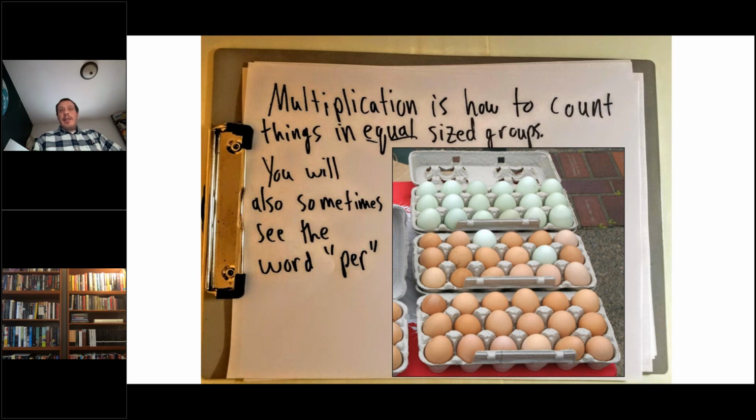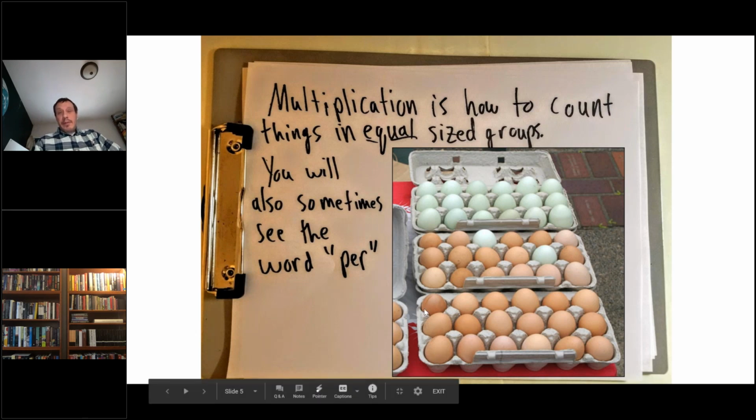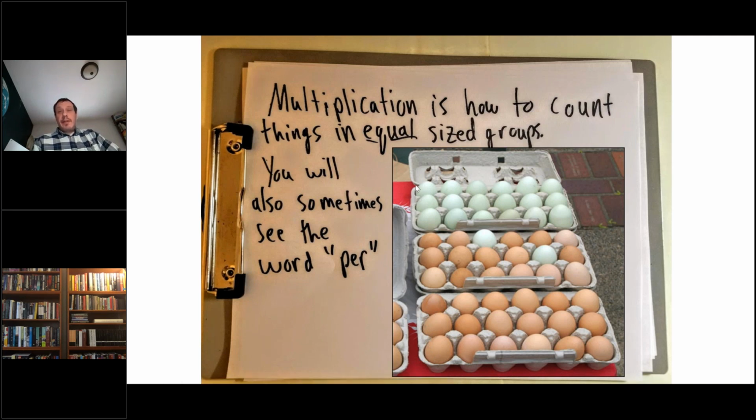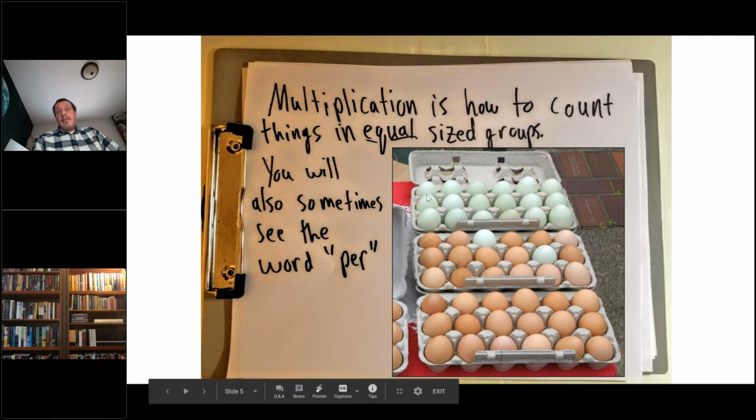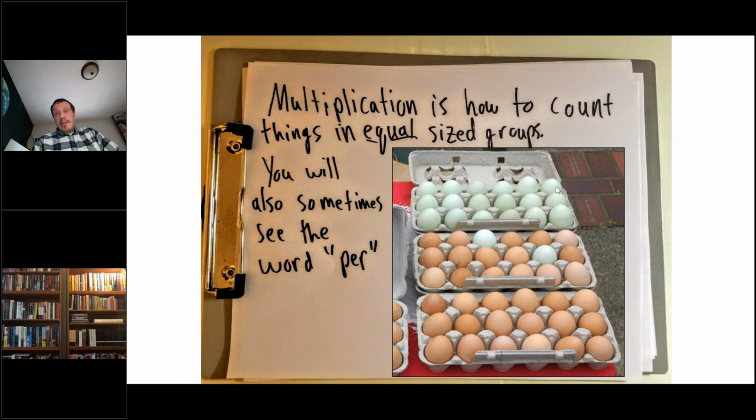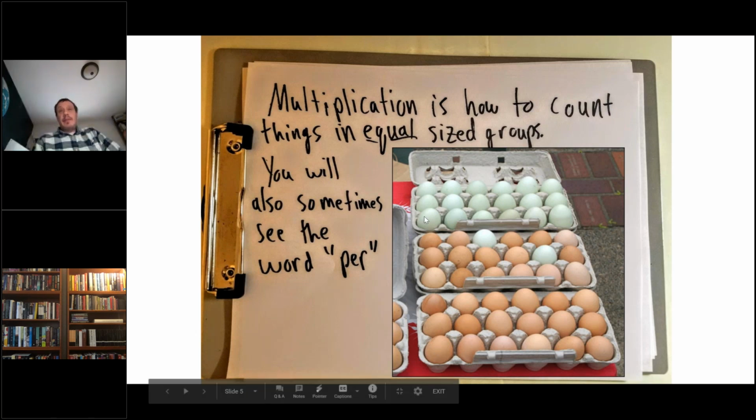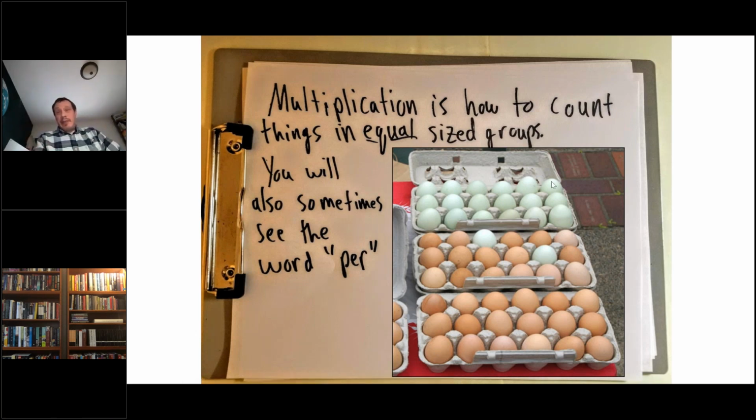There you go. So here we have 3 cartons of eggs, and there are 3 rows of eggs in each carton. So how many rows of eggs are there? There's 3 times 3, or 9 rows. And there are 1, 2, 3, 4, 5, 6 eggs in each row. So there are 9 rows and 6 eggs per row. So there are a total of 54 eggs in this little pile.